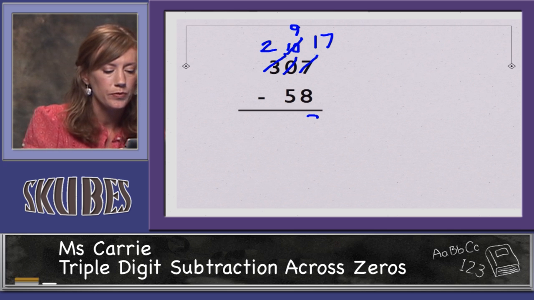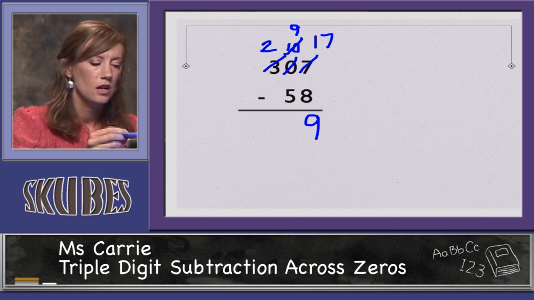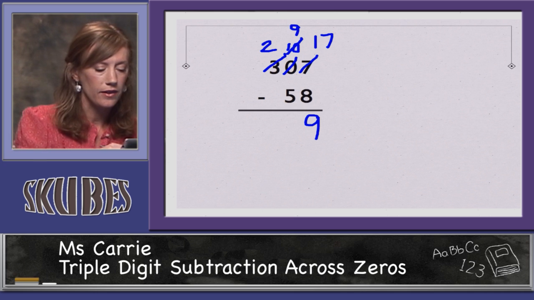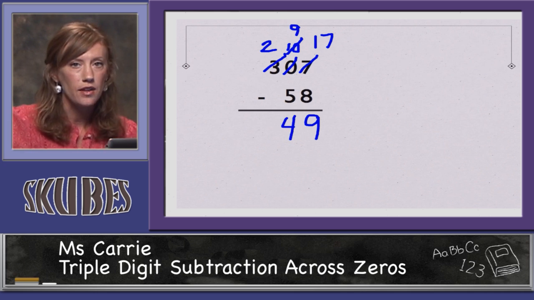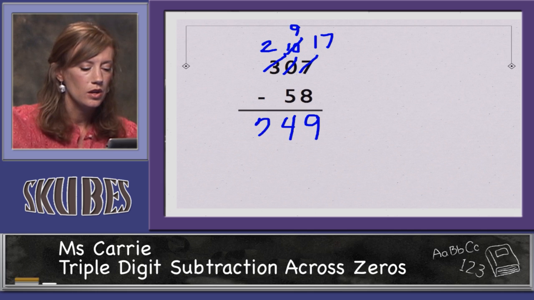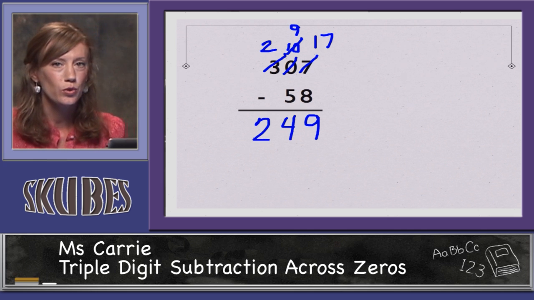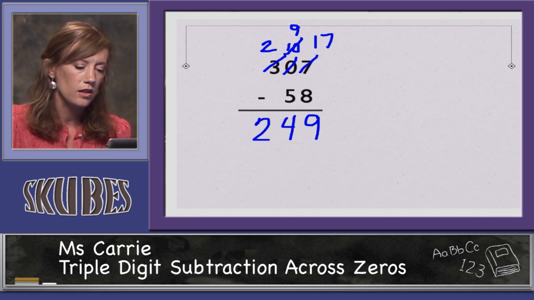17 minus 8 is 9. 9 minus 5 is 4. And 2 minus nothing, or 0, is 2. So our answer is 249. Let's look at another problem.